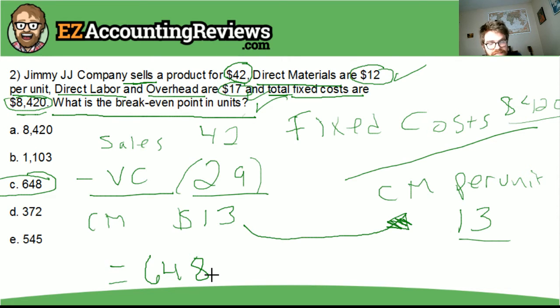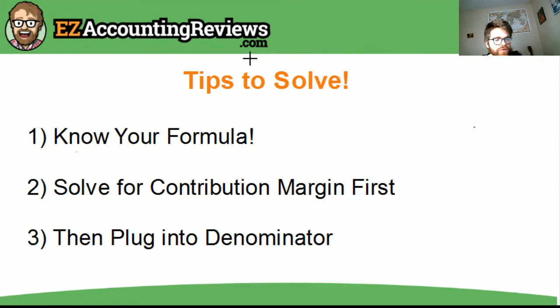And that's how you solve it. So here's a quick slide for you on tips to solve what I went through. Know your formula, solve for contribution margin first, then plug it into the denominator and calculate. That's it. I love these little note card slides because it gets to the point real fast. A lot of times you just want to know, what do I need to get to the answer, right? We all want to know that.